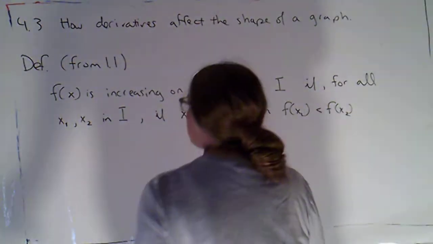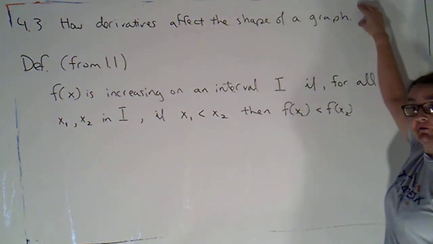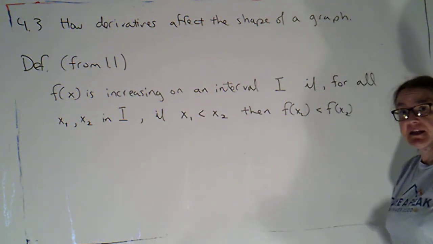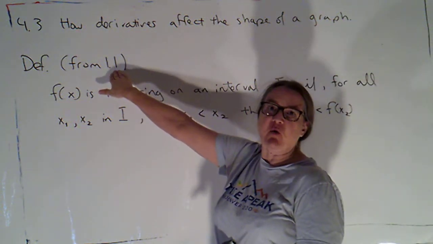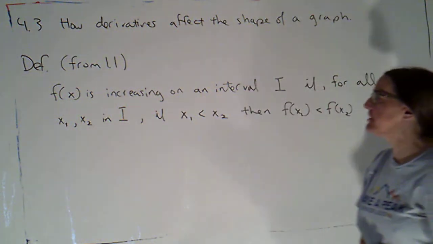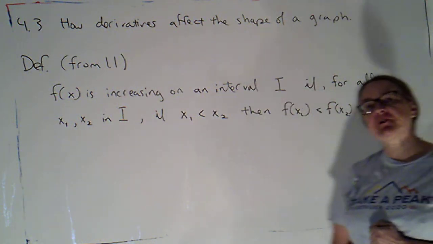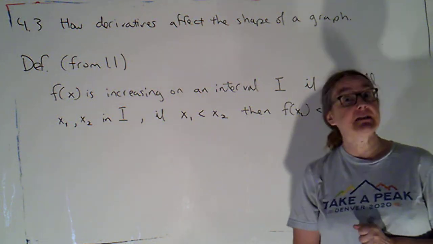Going to start our video lectures on section 4.3, which is about how derivatives affect the shape of a graph. And I need to start by giving us a couple of definitions. The definitions are actually stated in section 1.1 of your text, and we're just referring back to them in section 4.3. But it's the definition of what it means for a function to be increasing, and then I'm also going to tell you what it means for a function to be decreasing.